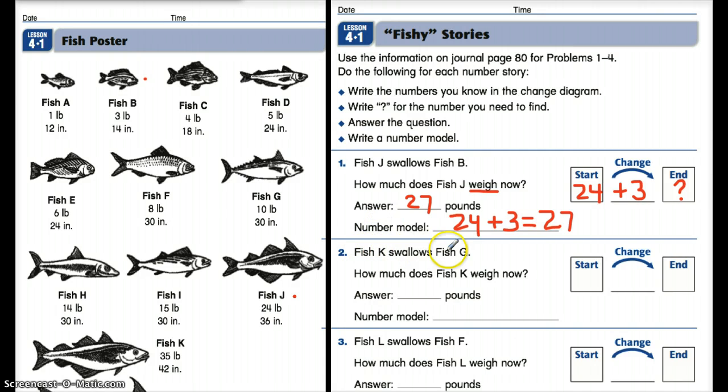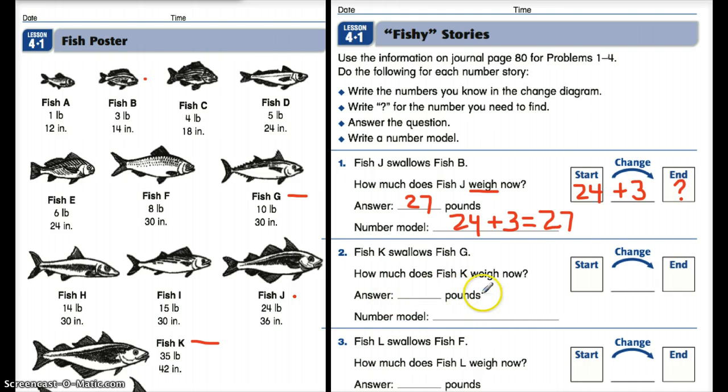Okay, so let's read it over together. Fish K swallows fish G. So I'm going to go over here and find fish K. There's fish K. Here's fish G. So fish K starts out as a 35-pound fish. Fish G is a 10-pounder.